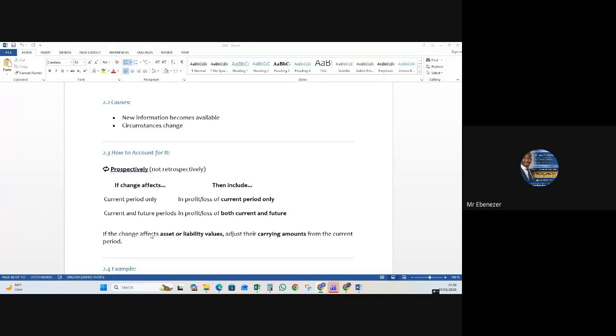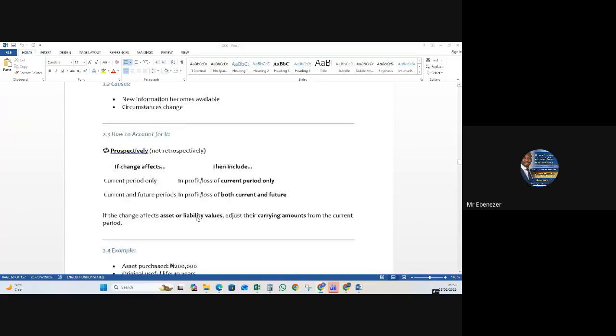Now, if the change affects asset and liability values, what you have to do is adjust the carrying amount from the current period and treat it prospectively. You're not treating it retrospectively. Adjust only the carrying amount and treat it on. That's it.